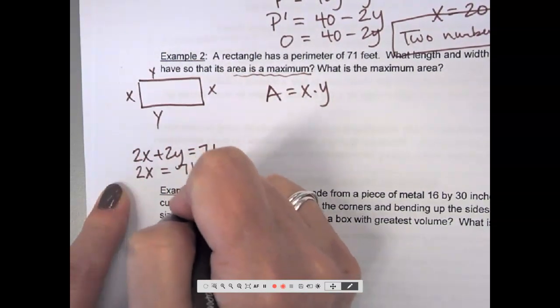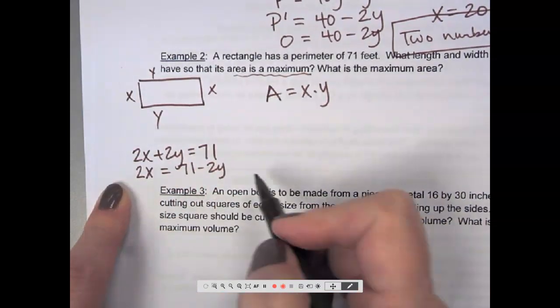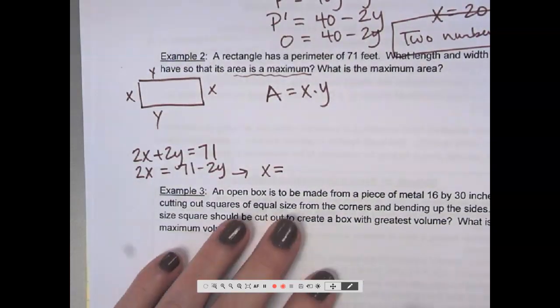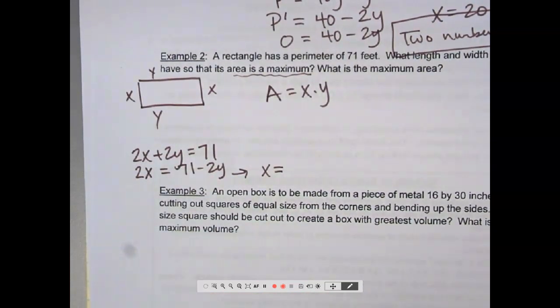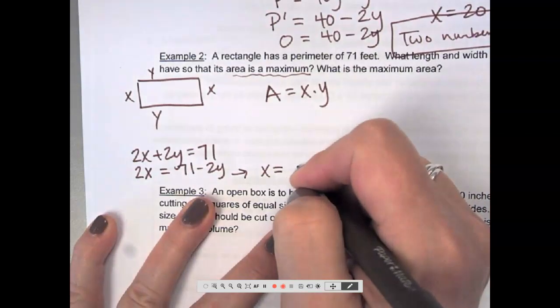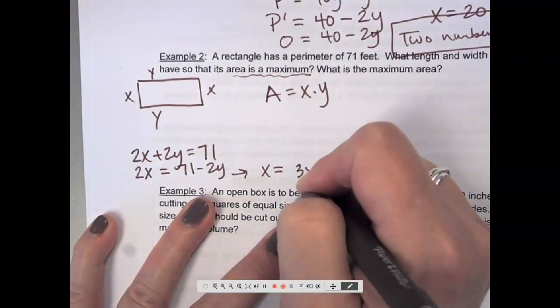2x equals 71 minus 2y. What does x equal? 71 divided by 2 minus y. Okay, what is 71 divided by 2? Is that a terminating or repeating decimal? Terminating. Okay, let's go ahead and use the terminating decimal. If it was repeating, I would stick with the fraction. And what is it? There we go.